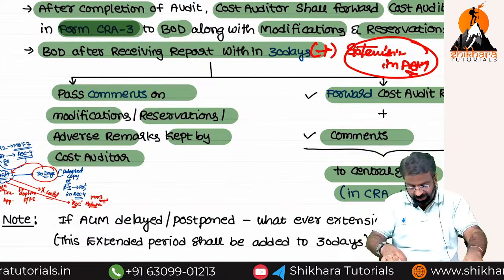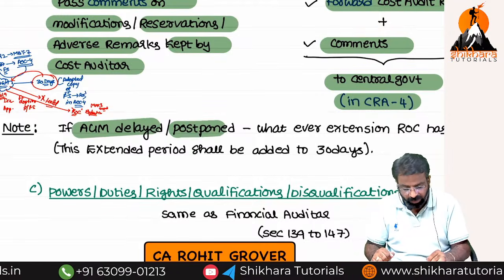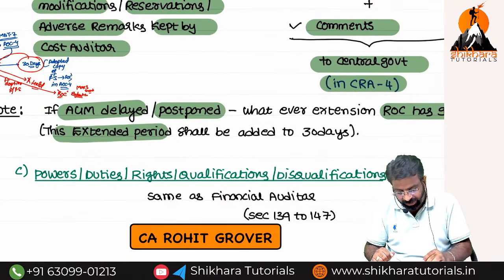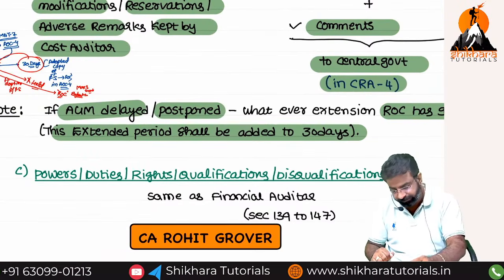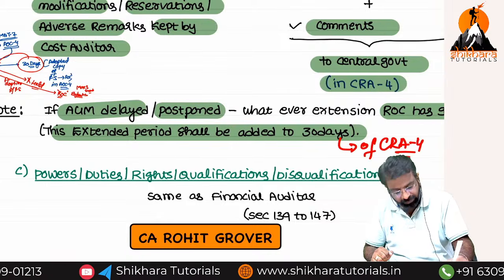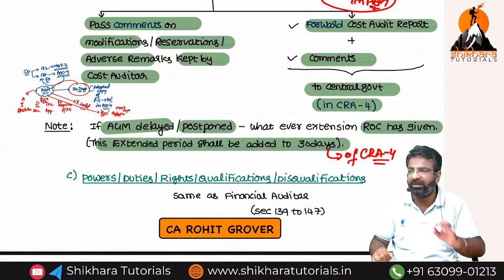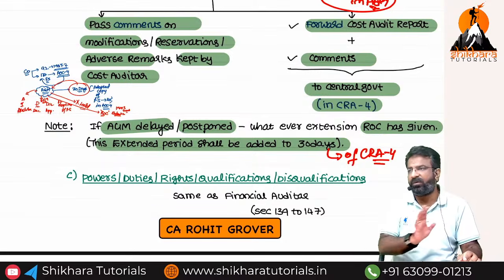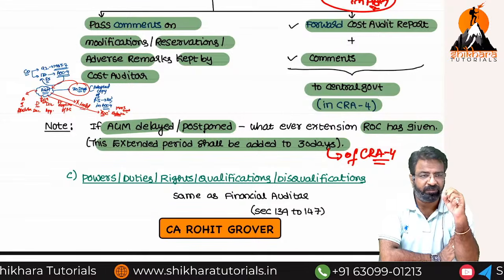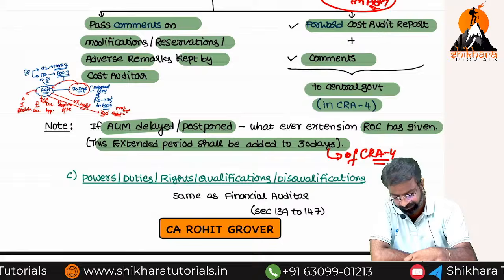So 30. Now read the amendment. If AGM is delayed or postponed, whatever the extension ROC has given, this extended period shall be added to 30 days of CRA4. Now that finally makes you understand what section 148 is all about. So this is called cost audit ka structure. What do we call it? Cost audit. I hope you got the clarity.